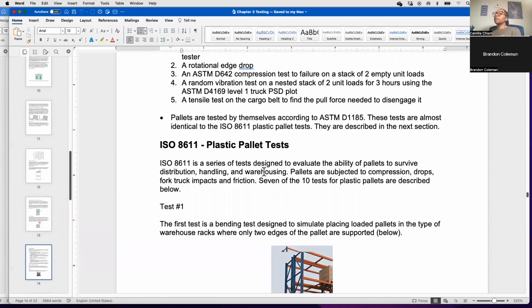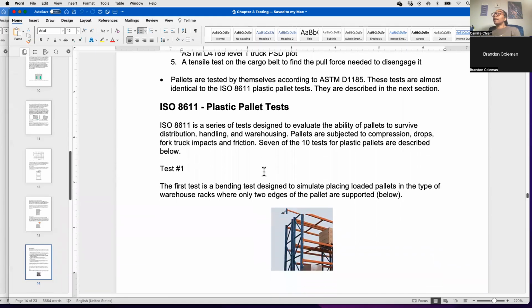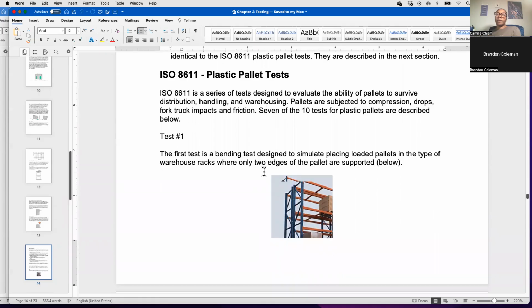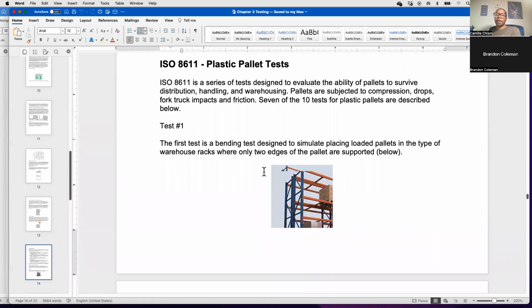Okay, so let's talk a little bit about plastic pallet tests, and I better do a question check. Brandon, any comments or questions at this point? Good. Okay, good.